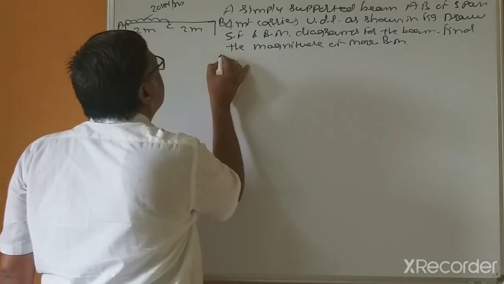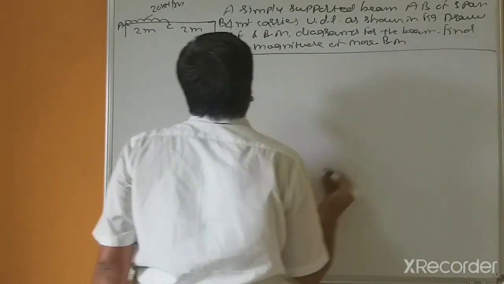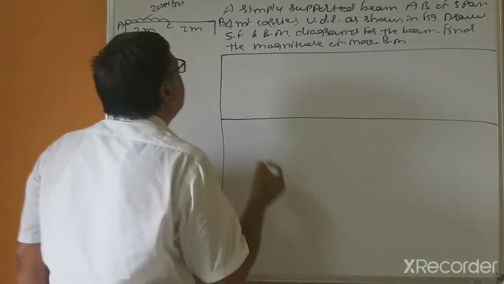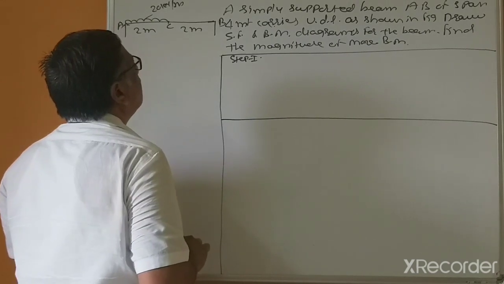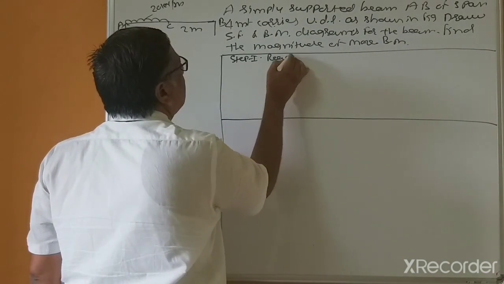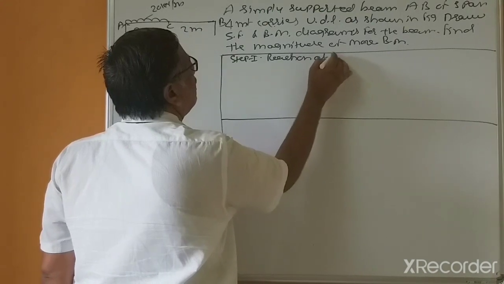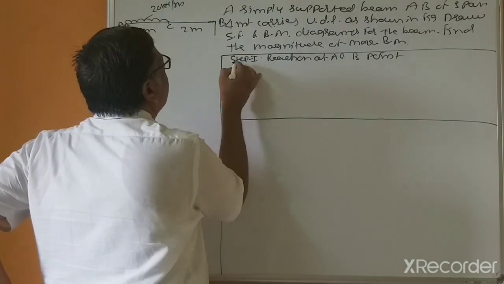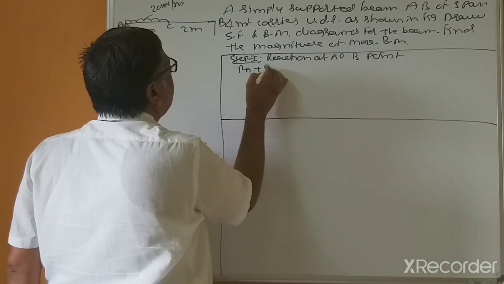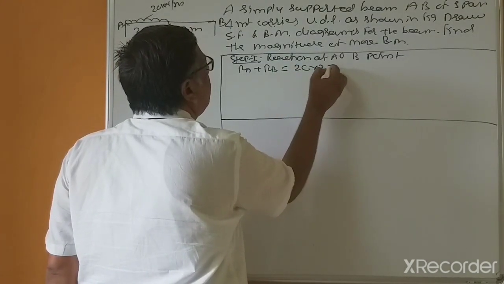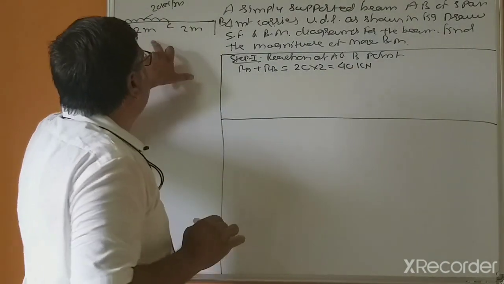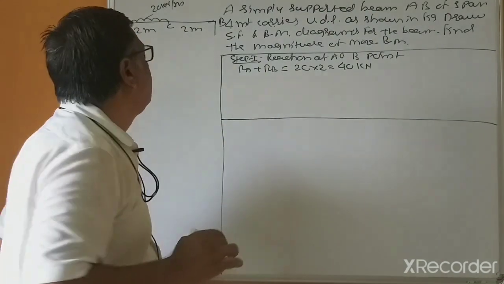Suppose we divide the problem into 4 steps. So first, the reactions at A and B: RA plus RB equal to the total load. This is 20 multiplied by 2 equal to 40 kilonewton, since the UDL is 20 kilonewton per meter over 2 meters.